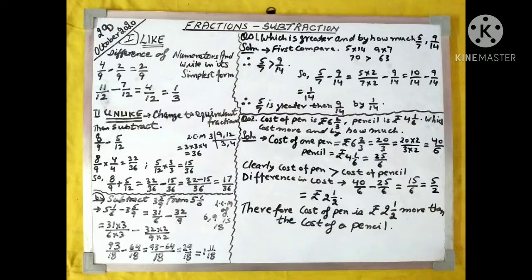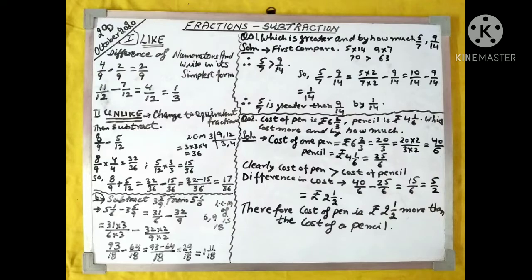Okay? See the last question now. The cost of a pen is rupees 6 2 by 3 and that of a pencil is rupees 4 1 by 6. Which cost more and by how much? So cost of a pen is equal to rupees 6 2 by 3, that is 20 by 3, and we can write it as 40 by 6. Cost of a pencil is 4 1 by 6, which is equal to 25 by 6. So clearly we can see 40 by 6 is greater than 25 by 6. So 6 2 by 3 is greater than 4 1 by 6. That is, cost of a pen is more than the cost of a pencil.